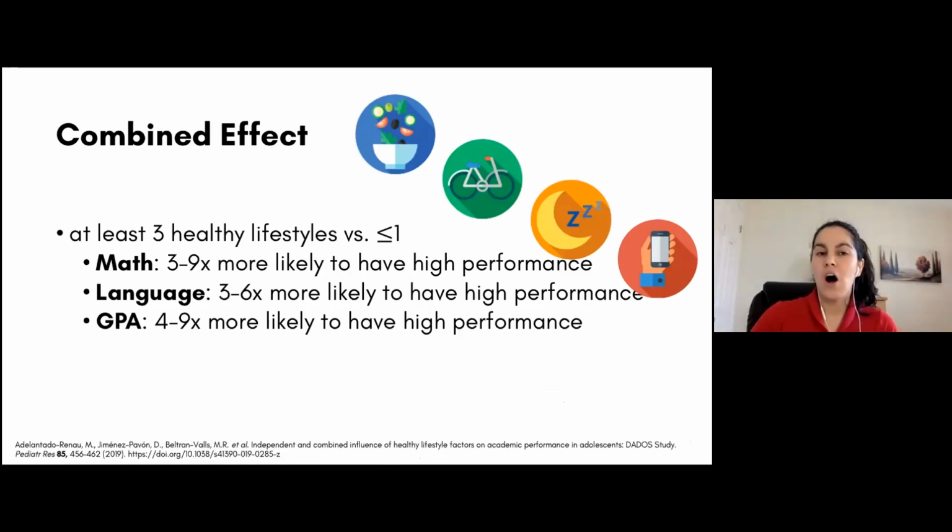Now, as I've mentioned, all of these lifestyle behaviors are combined. By adopting at least 3 healthy lifestyle factors, we saw students were 3 to 9 times more likely to have high performance in math. For language, they were 3 to 6 times more likely to have high performance. And they were 4 to 9 times more likely to have a high performance GPA. This is all compared to those who had adopted less than one of the healthy lifestyle habits. So we can see that a combined effort is required.